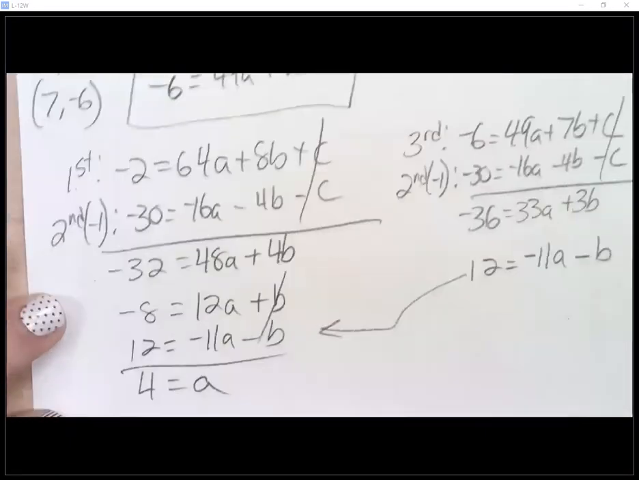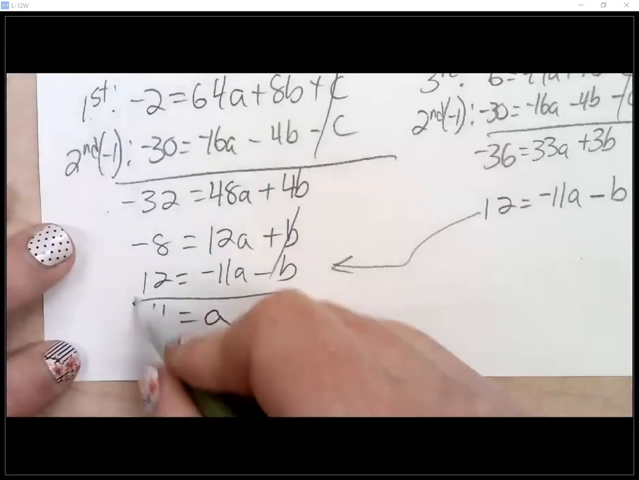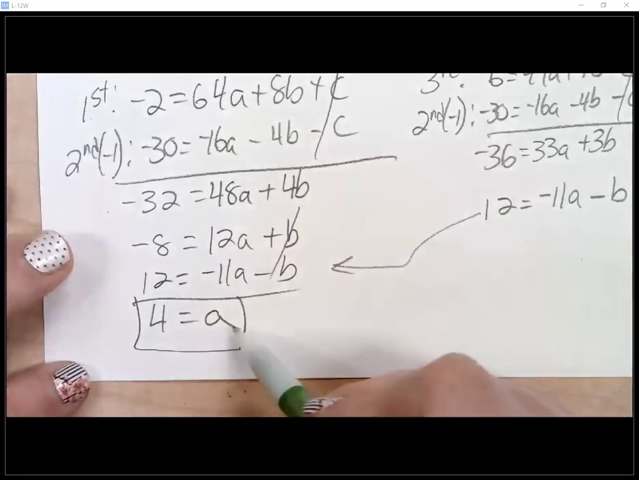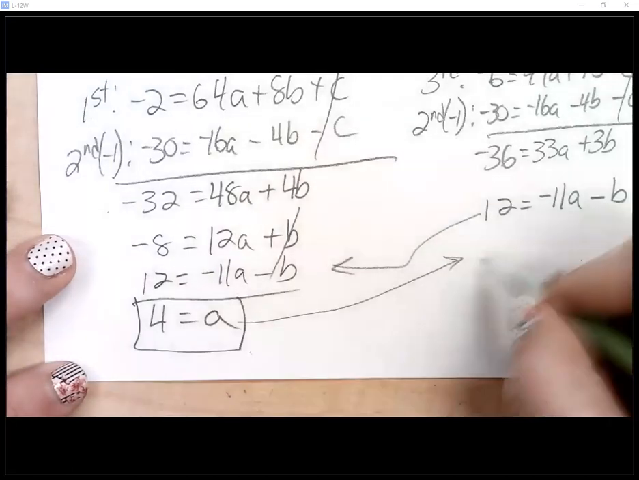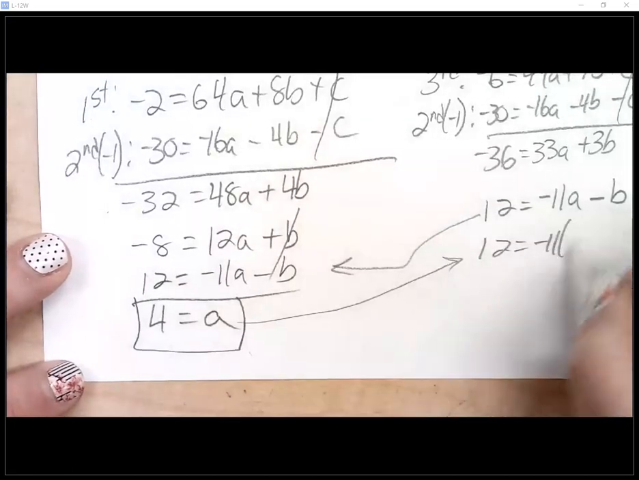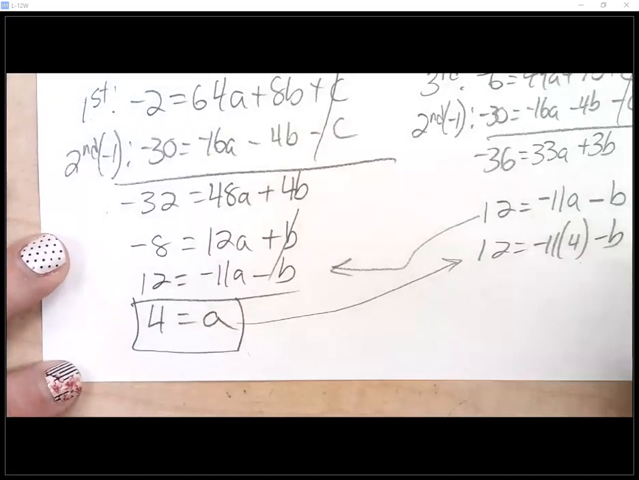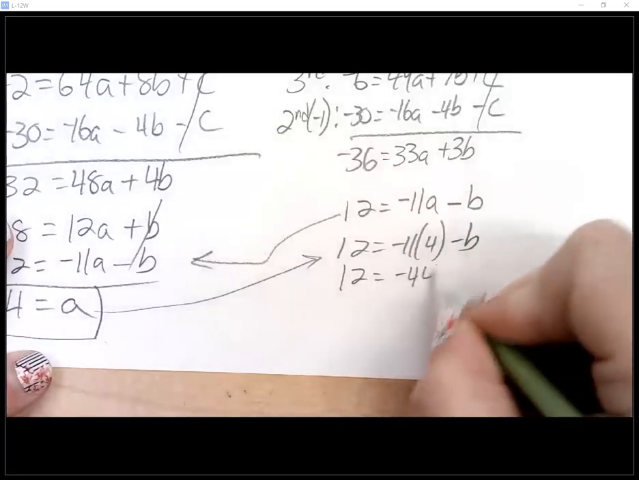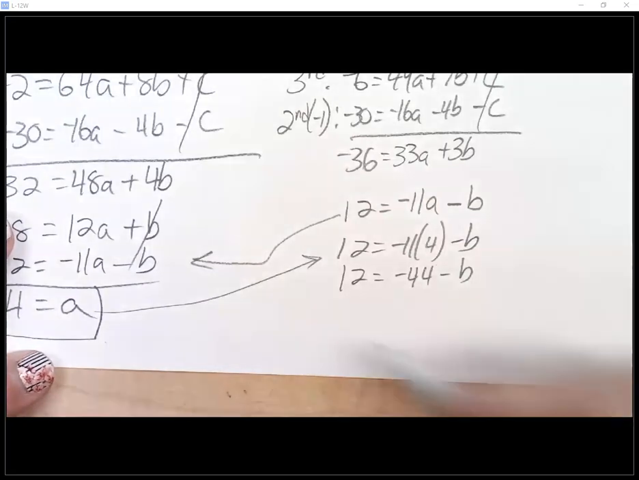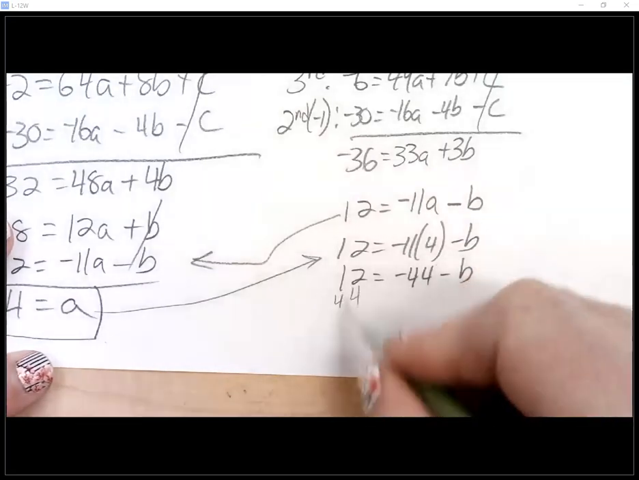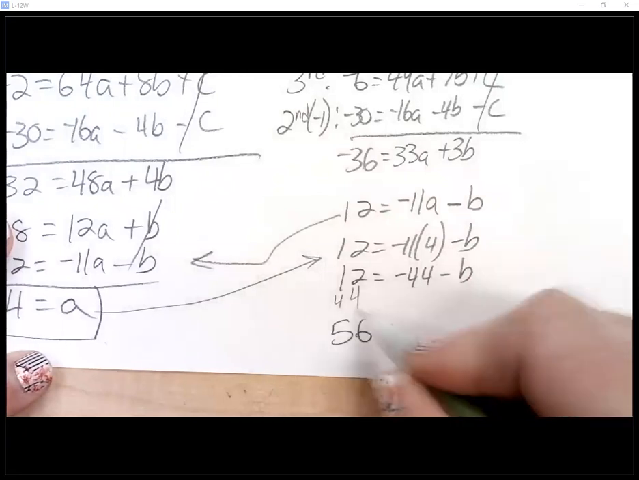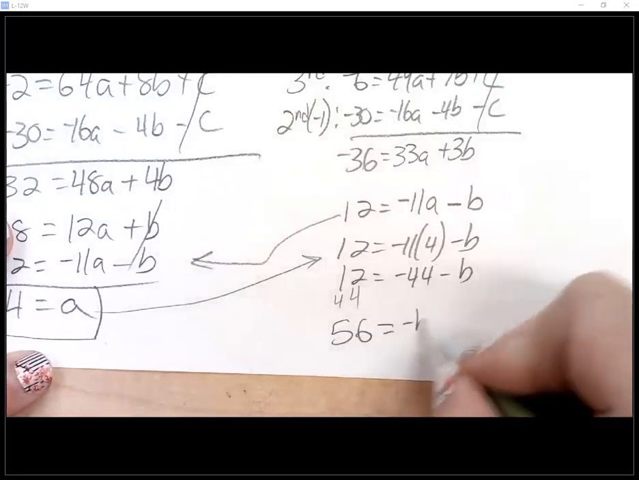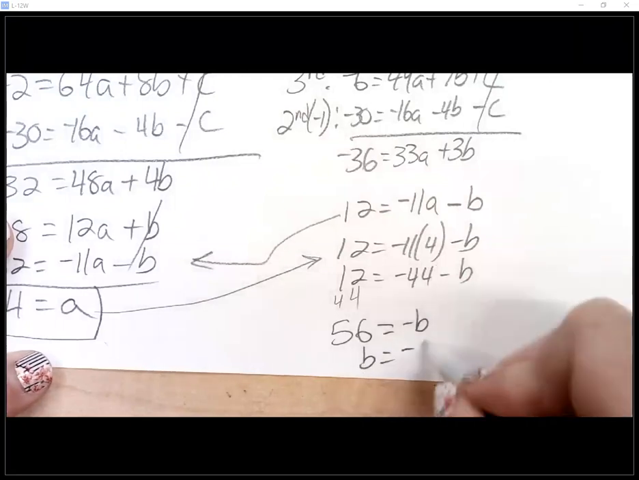Hooray! I have my first of 3. So I know that a is 4. To find b, I'm just going to plug it right back in here. So negative 44 minus b, add the 44 over. What's 12 and 44? 56? 56 equals negative b, so b is a negative 56. All right, cool, got that one.